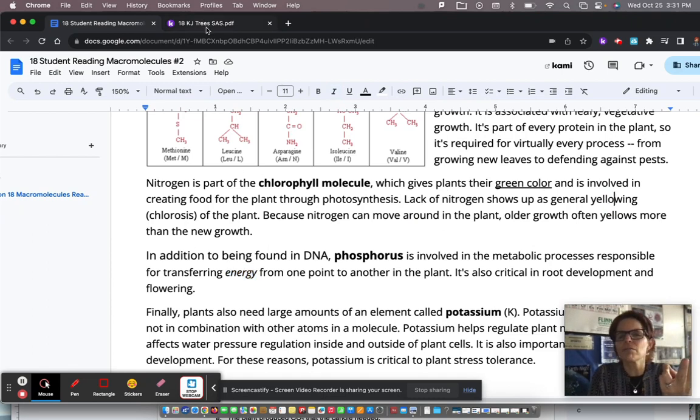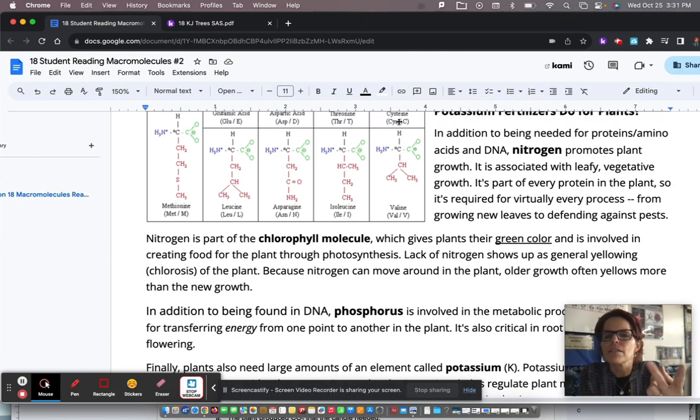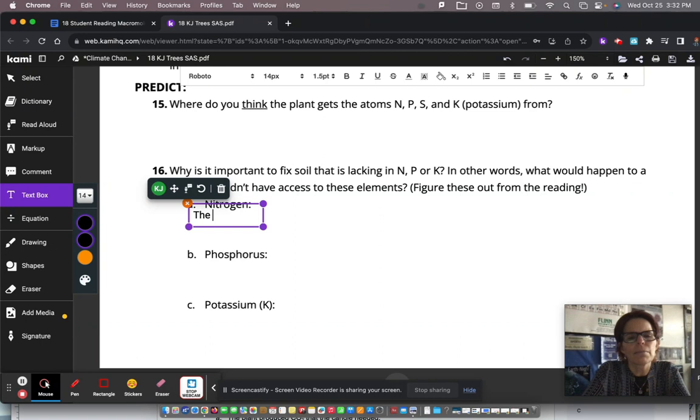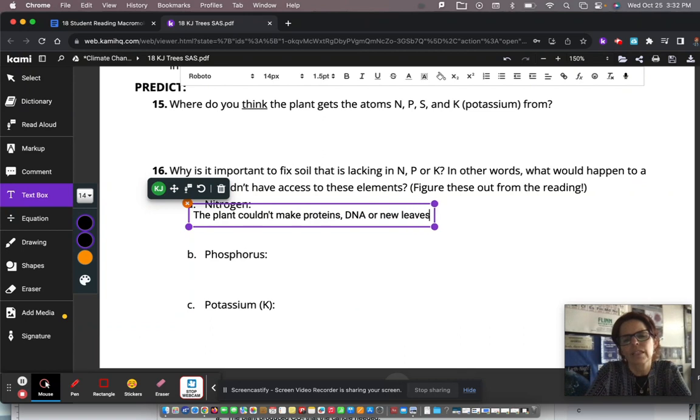Okay, so let's write those things down. I've got to see if I can remember them without looking. So it's needed for proteins and DNA and leaf growth, and it would turn yellow. So the plant couldn't make proteins, DNA, or new leaves, comma, and it would turn yellow. Yellow. Perfect.